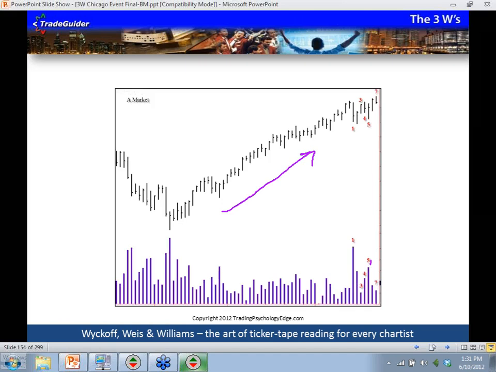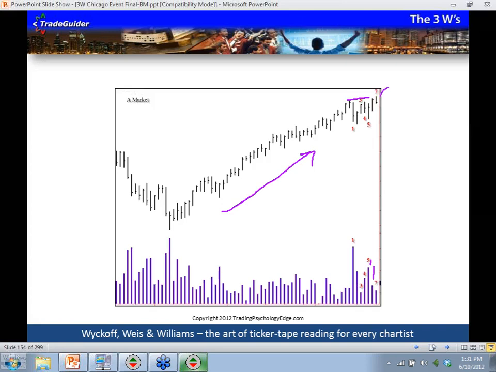So on bar 6, which isn't labeled here, but it's the one in between 5 and 7, we come back up to the highs here of the previous tops. What's the volume look like? It's low, right? And bar 7, same thing. We peak up above the high of the previous bar. We're making a new high.